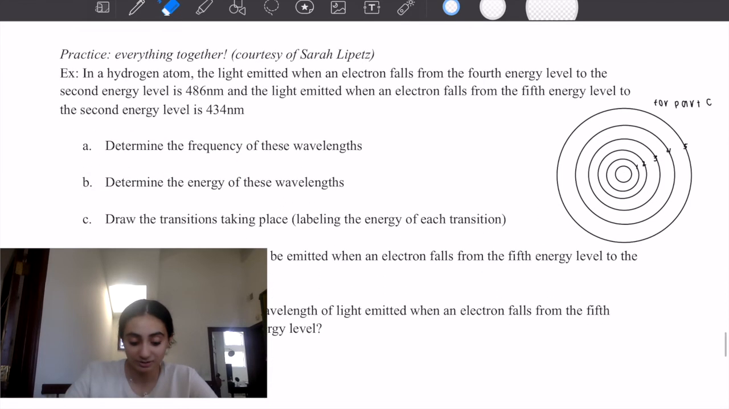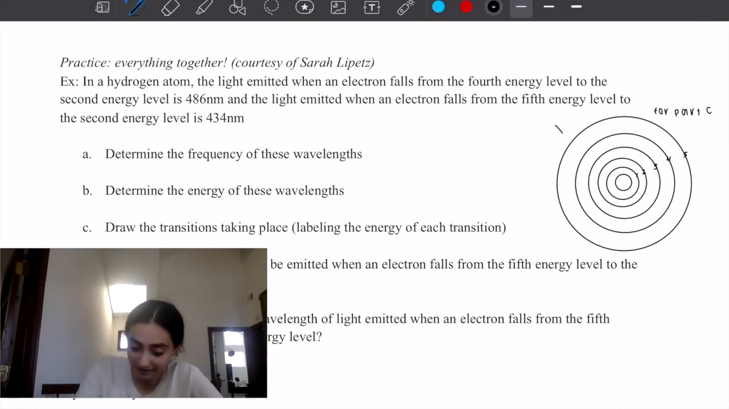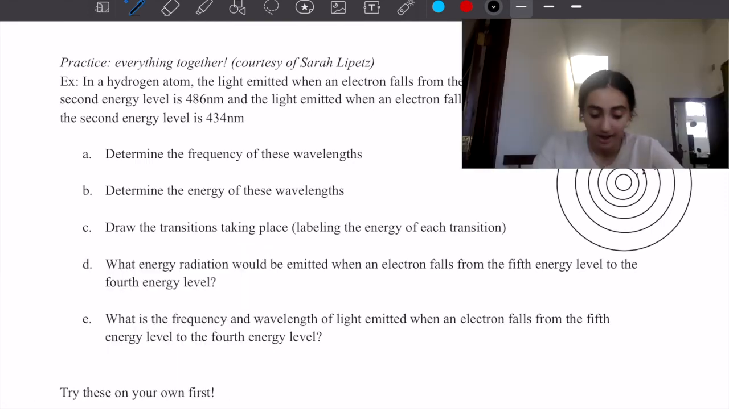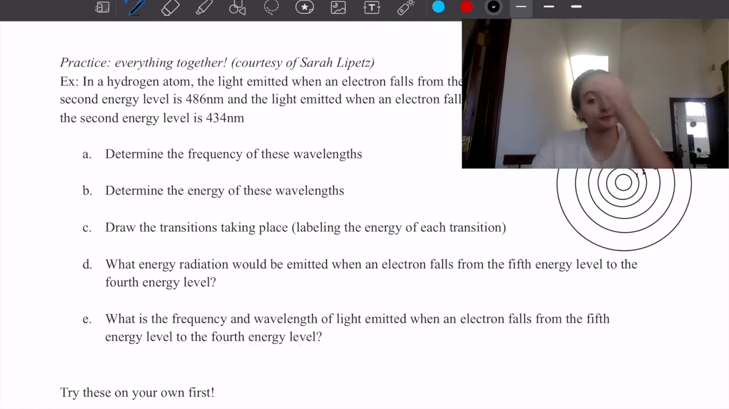So this has multiple parts, and you're going to try this on your own. You have to determine the frequency of these wavelengths, the energy of these wavelengths, use this diagram to show the transitions taking place, like show lines between the orbitals, and use the information you already have to determine what energy level would be emitted when an electron falls from the fifth energy level to the fourth energy level.